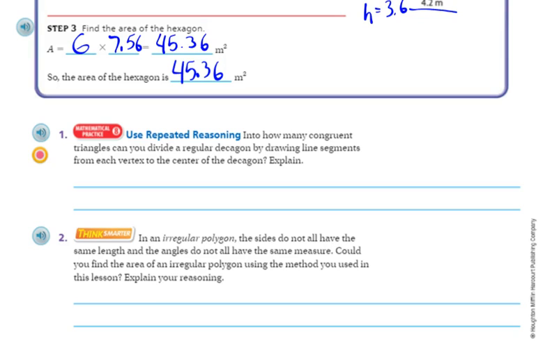Into how many congruent triangles can you divide a regular decagon by drawing line segments from each vertex to the center? All right, so a decagon, if you remember, deca means 10, so I have 10 sides on a decagon. So how many triangles is that going to give us? Well, if we think about what we set up above here, the number of sides is always equal to the number of congruent triangles. So in this case, we can create 10 congruent triangles.